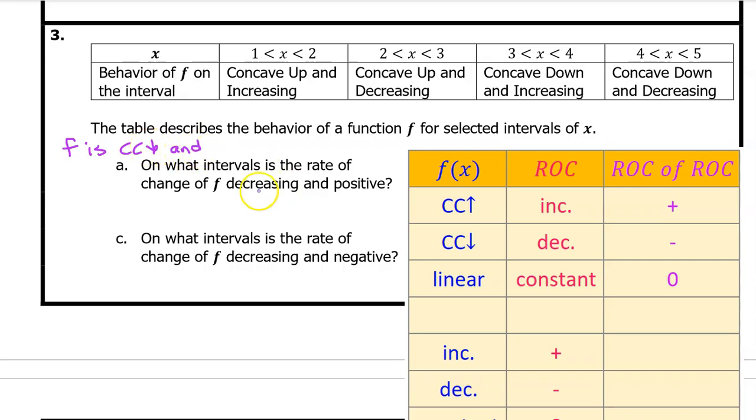And we want the rate of change to be positive. If the rate of change of f is positive, then f itself must be increasing. So on what interval is f concave down and increasing? That's the interval from 3 to 4, which can be written like this or using interval notation.